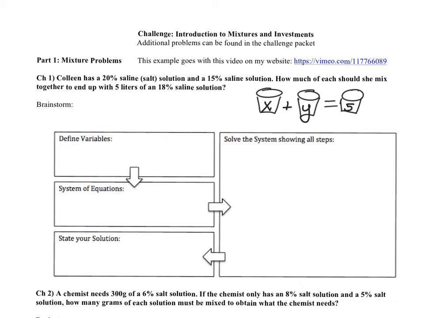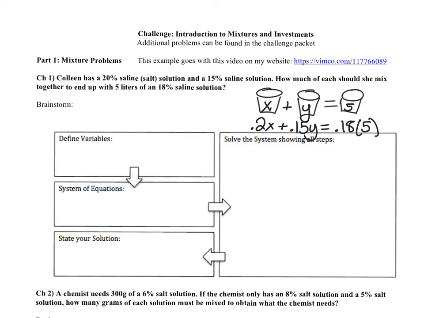When I add these together, I know that 20% of however many liters of my first solution I have, plus 15% of however many liters of my second solution I have, I need that to equal 18% of the 5 liters in my bucket, because that's the concentration of salt that I want.